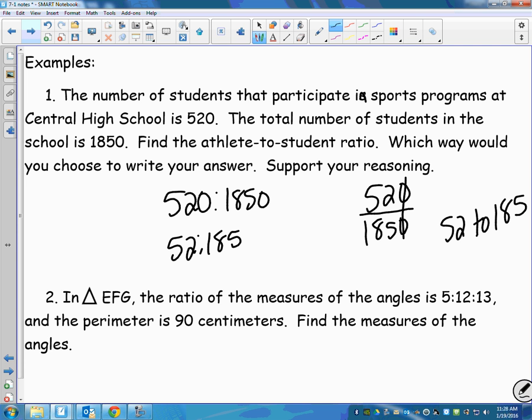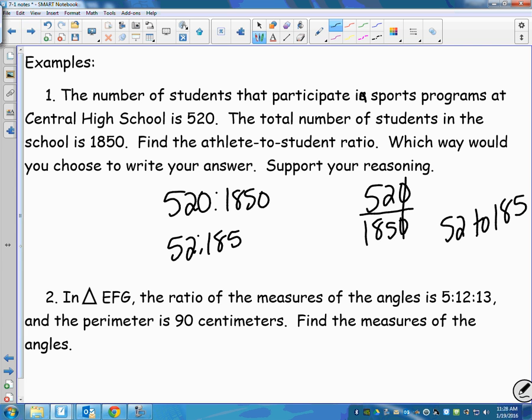All right, so that's really not geometry related, but then look at number 2. In triangle EFG, the ratio of the measures of the angles are 5 to 12 to 13. So there's an extended ratio here. And the perimeter is 90 centimeters. Find the measures of the angles.